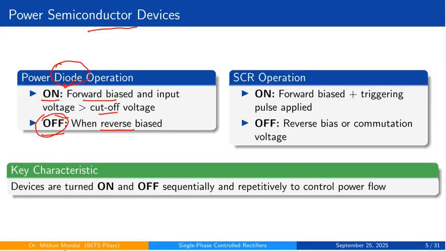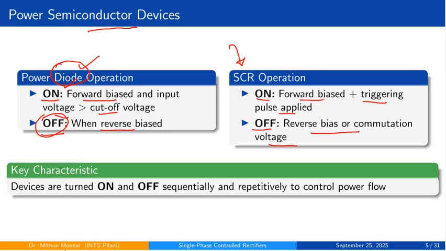And the diode is also a unidirectional power semiconductor device, whereas the silicon control rectifier, SCR, will be on only when the forward biasing is there and we apply a trigger pulse. In the off condition, we apply the reverse bias or the commutation voltage. This difference between the power diode and the silicon control rectifier we have discussed in great detail.